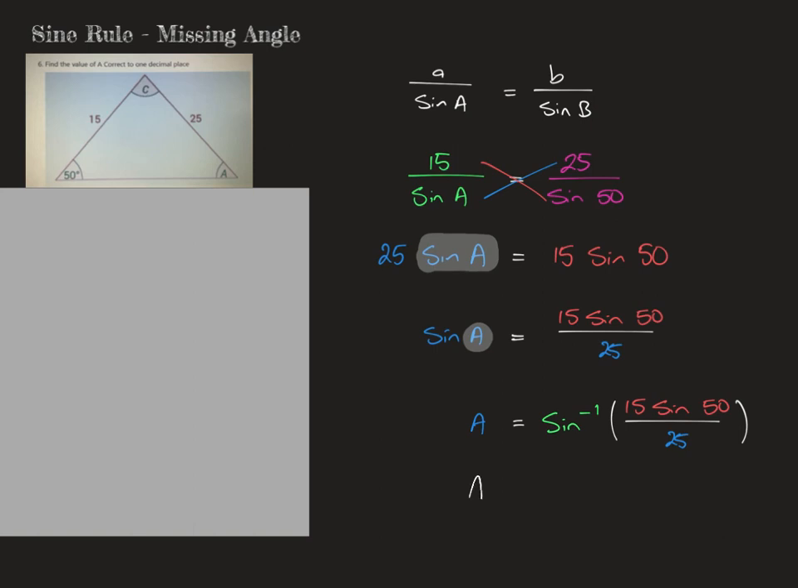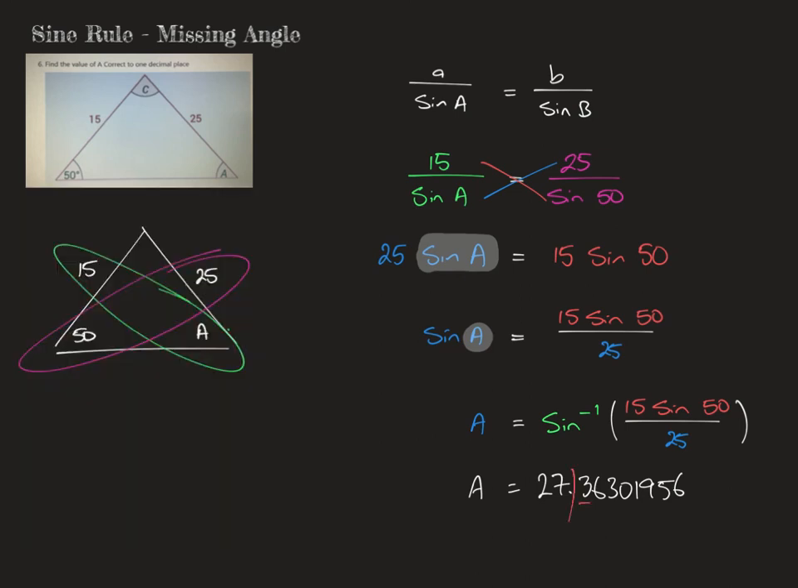The answer is equal to 27.3630 1956. Okay, and because it's an angle, typically they ask you to round angles to the nearest degree, so I'm just going to round that off to the nearest degree. So draw a line, look at the number that follows. In this case it's 3, so my answer here in this one is going to be 27 degrees.